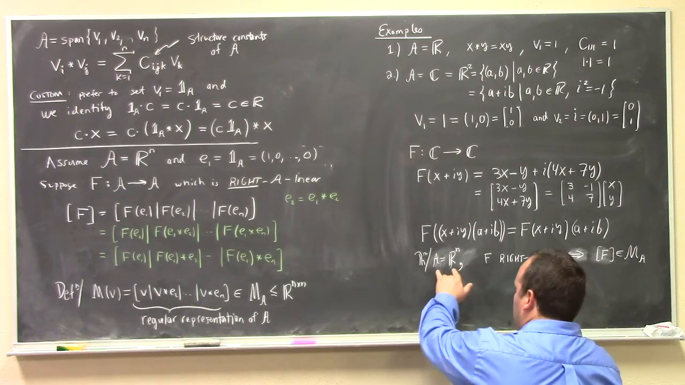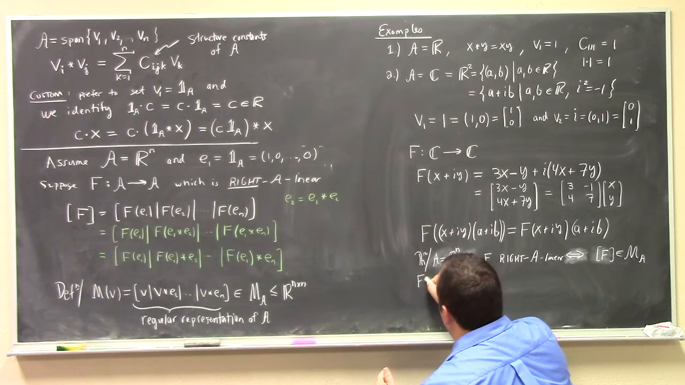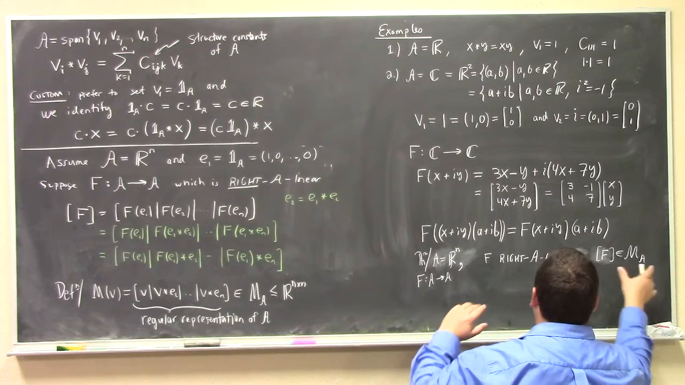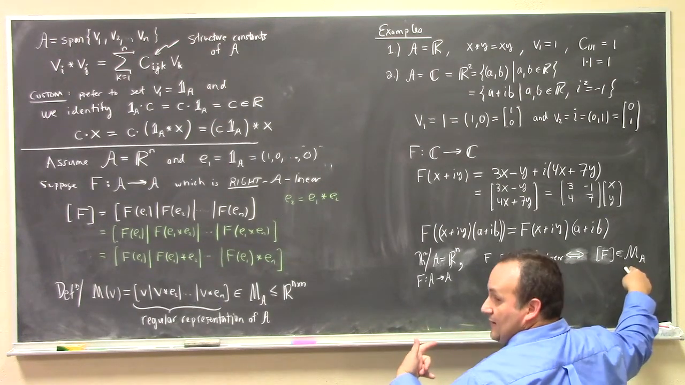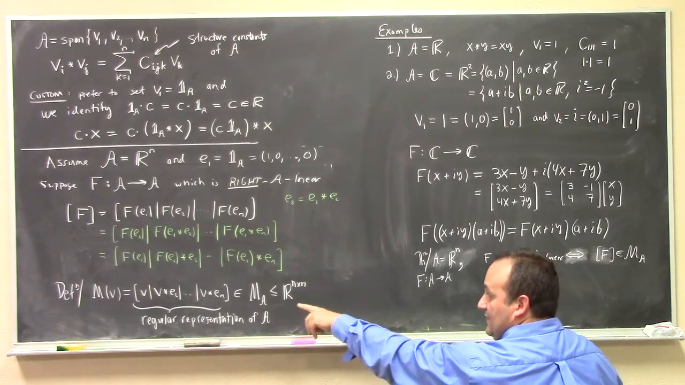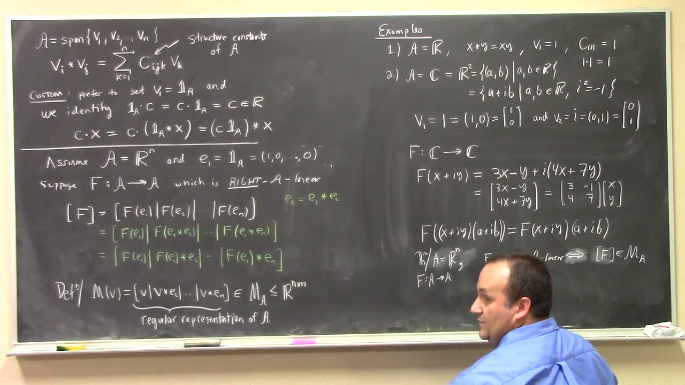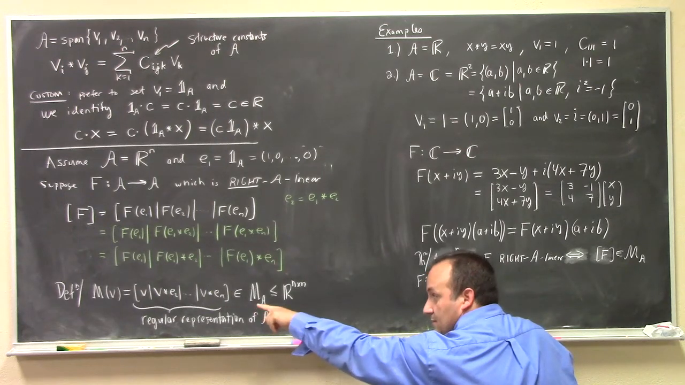But if the algebra is R^n, and of course I'm assuming f is a mapping from the algebra to the algebra, that's the context here. Then f is right linear if and only if the standard matrix of the map is in M_A. To be in M_A means that the first column generates everything beyond the first column by multiplication in the algebra. This is the definition of M_A right here.